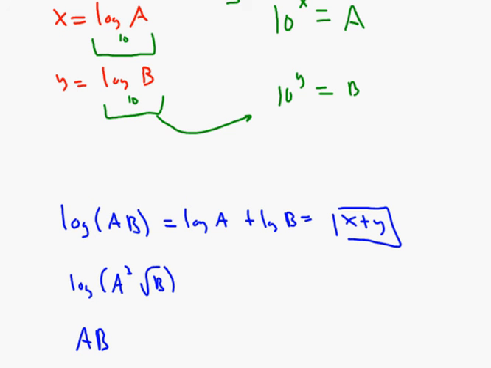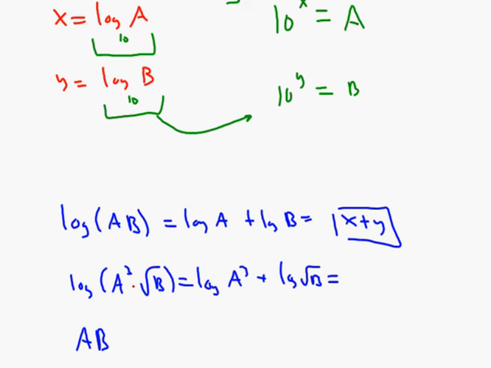Okay? You have a product of two things. You can see you have a cubed times rad b. And we know from the first rule that that would be the log of a cubed plus the log of rad b. Well, I can't really just say x plus y because log of a cubed doesn't equal x and log of the square root of b doesn't equal y.